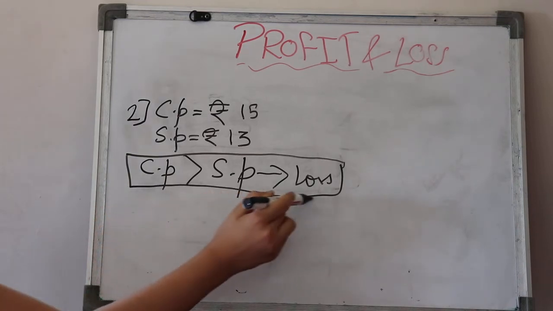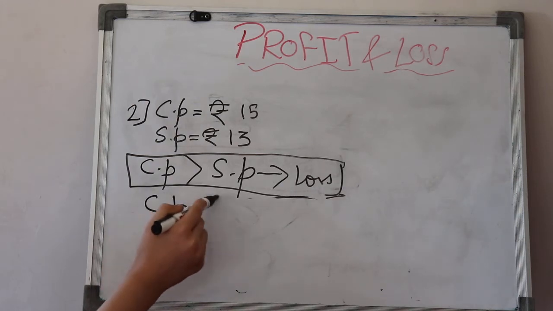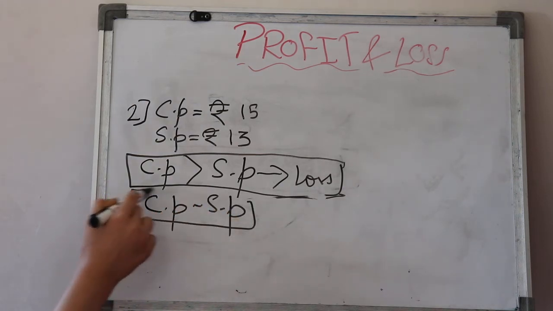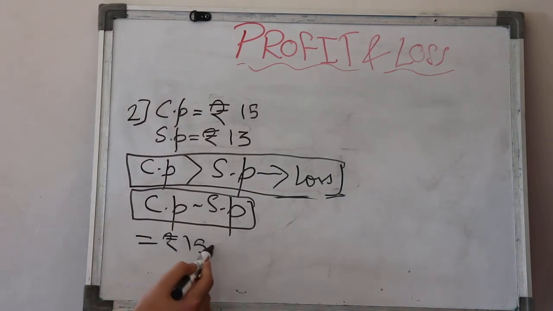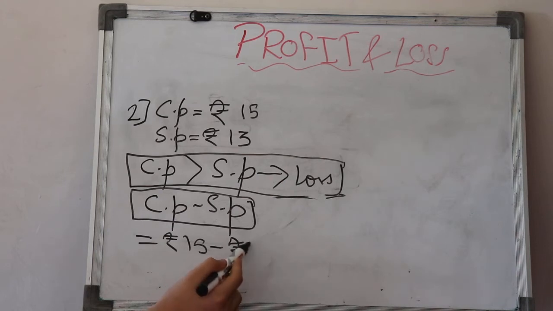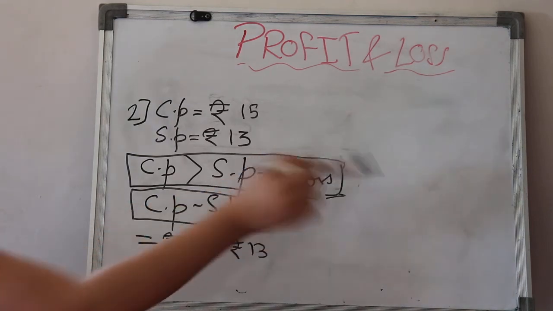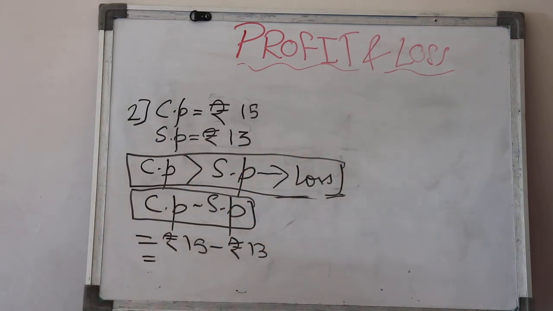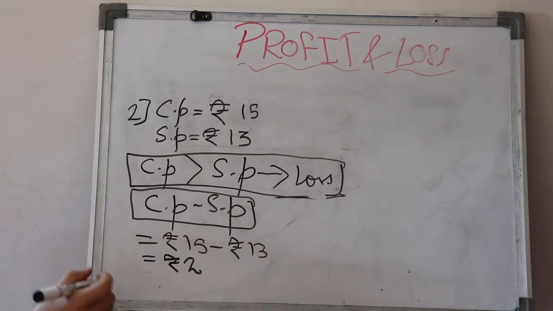So here, cost price minus selling price. I'll subtract selling price from cost price. Cost price is rupees 15, and I'll subtract rupees 13 from it. I can subtract it on the rough side, or I can subtract it like this, on my finger marks. It will be rupees 2. So I'm in a loss of rupees 2.